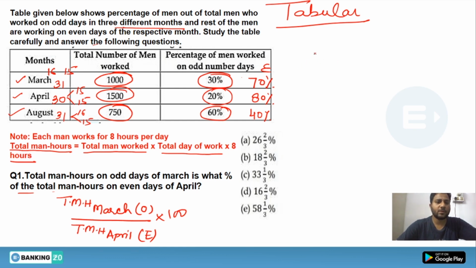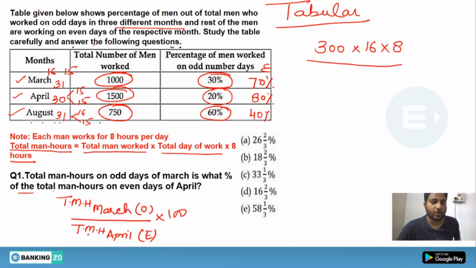First of all, you should know the total number of men who worked. In odd days, the total number of men who worked was 300. How many odd days were there? 16 odd days, while 8 hours will be the same for both of them. Now divide by, and now let's talk about April. Look at this. In April we have got 80% on even number of days.